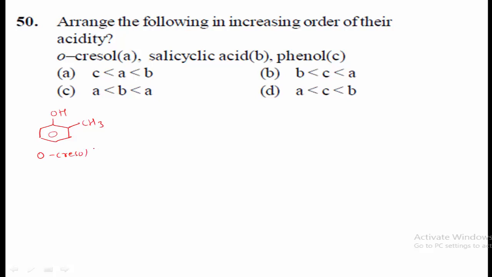So that is orthocresol. Then the next one is salicylic acid. How can you write it? It can be written as OH and COOH. This is salicylic acid. And the third one is phenol. The structure of phenol can be represented like this. So this is A, B, C.